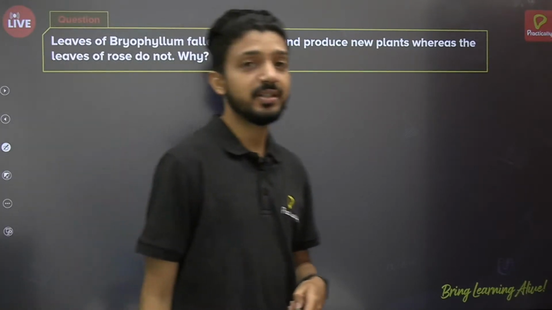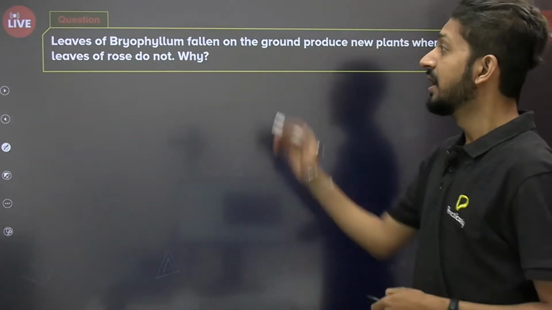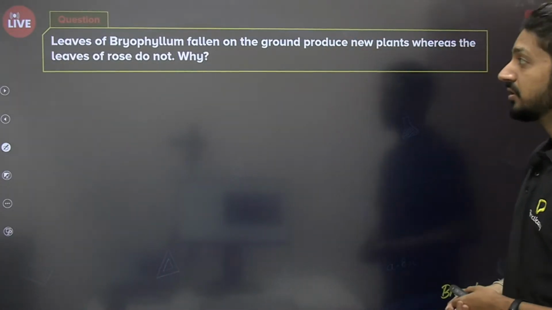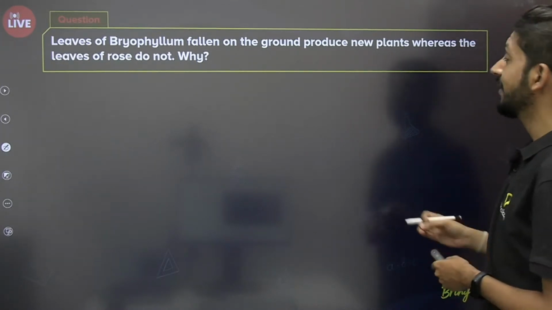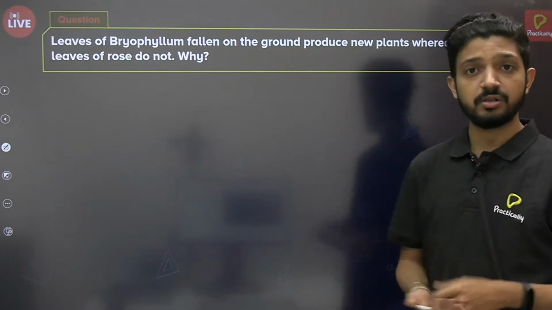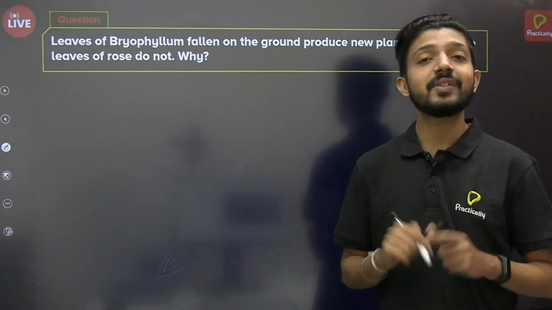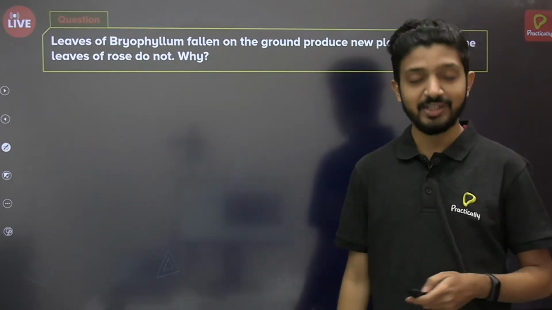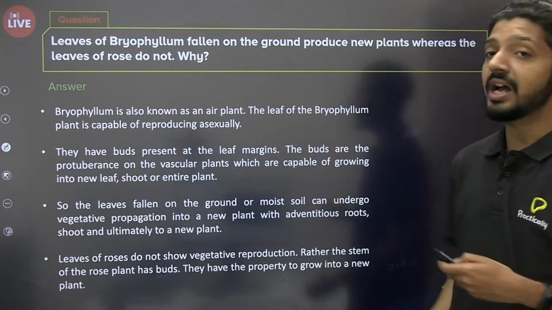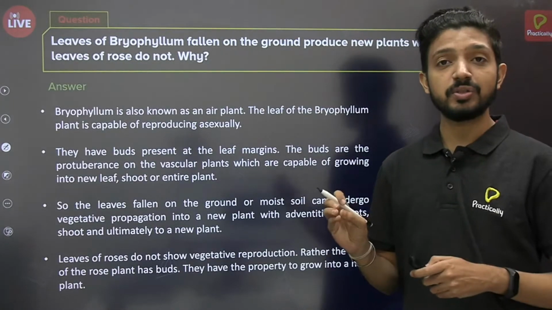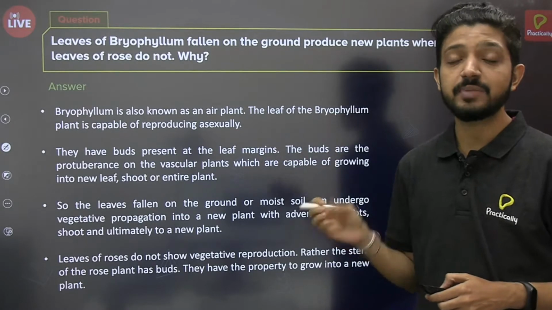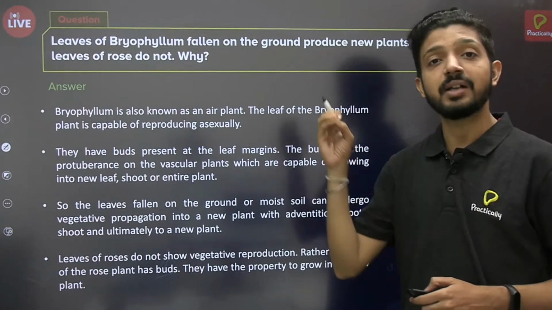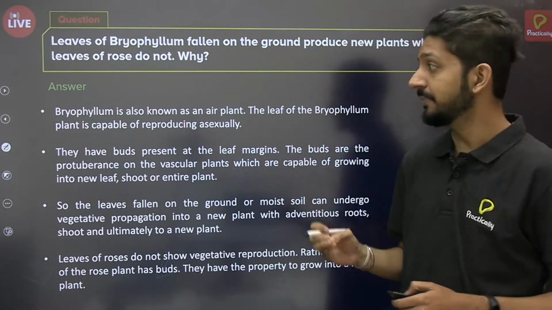Coming up with the first important question from this chapter. Leaves of bryophyllum fallen on the ground produce new plants, whereas the leaves of rose do not. Why? So this question is from the vegetative propagation property of asexual reproduction. Let's see what's the answer and how do you write it point-wise. We are going to see how to highlight the keywords, because keywords are the soul of the answer since the exam is subjective this time.